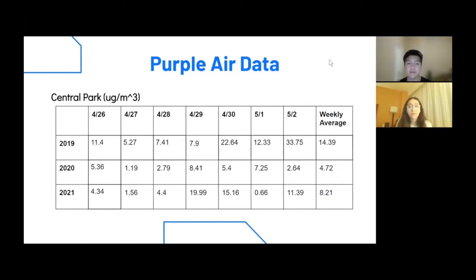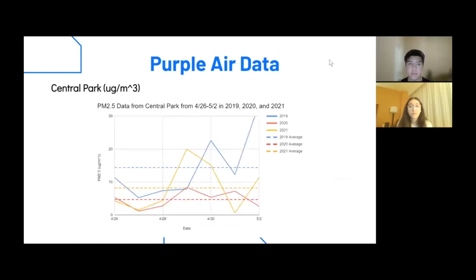This right here shows our sensor data from our Central Park sensor. Once again, we see that trend where 2020 has the lowest PM 2.5 data value, suggesting there was the least amount of car usage. And once again, right here, we have the same graphically depicted data showing that same low vehicular usage trend.